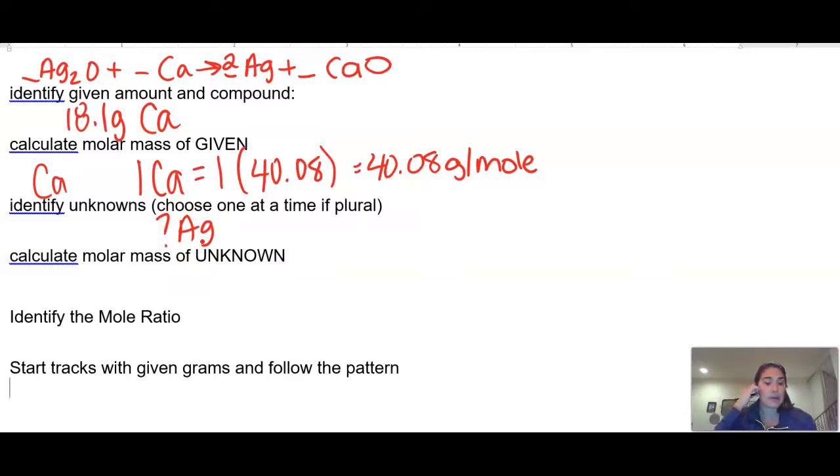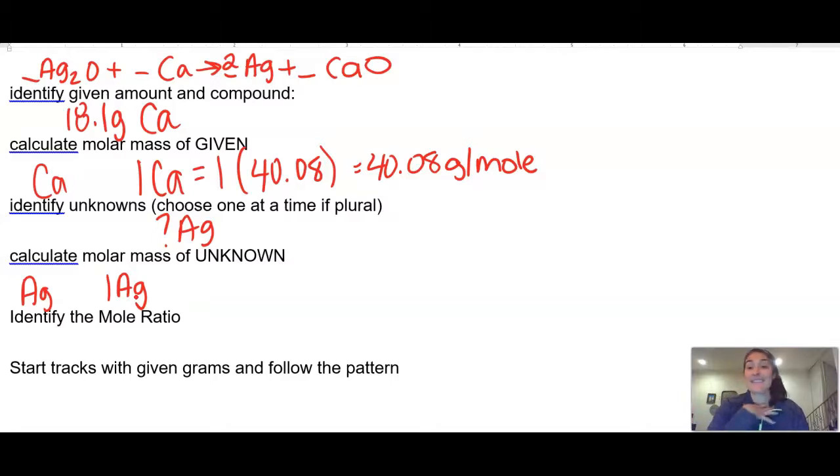All right, so we need to calculate the molar mass of our unknown. That was the silver, which means there's 1 silver. Now, here's a really important place where students often make a mistake in this problem. Molar mass is grams per mole. Grams per mole, again, is the same thing as grams in 1 mole. Molar mass is always 1 mole.